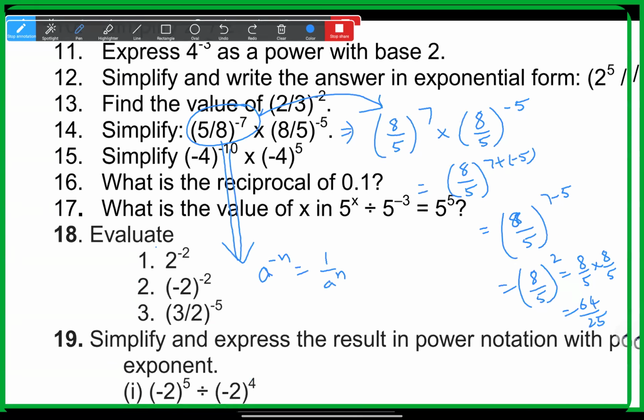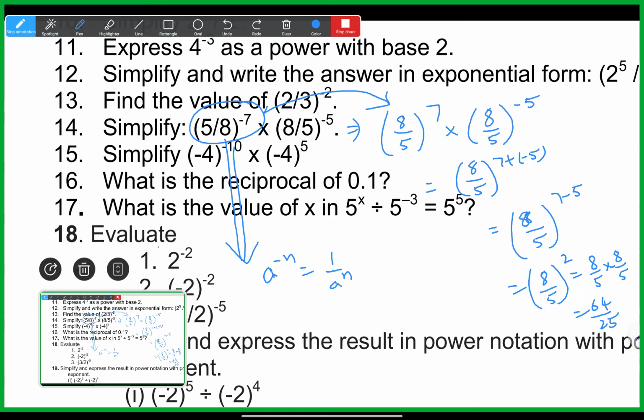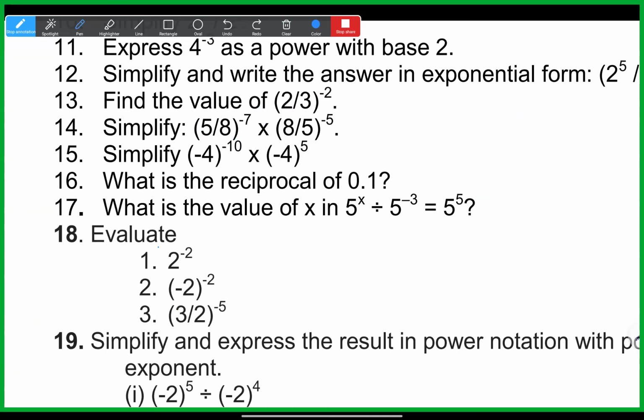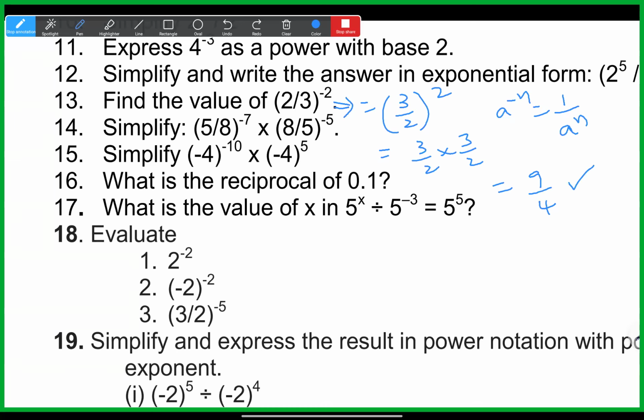Okay, sure. Yes, sir. Last step, we'll do the 13th one and we'll end the class. The value of 2 by 3 whole power minus 2, we'll directly write as a positive power using a power minus n is equal to 1 by a power n. So 3 by 2 whole square means 3 by 2 into 3 by 2. Any doubt, Ishwa? No, sir. Which is 9 by 4.